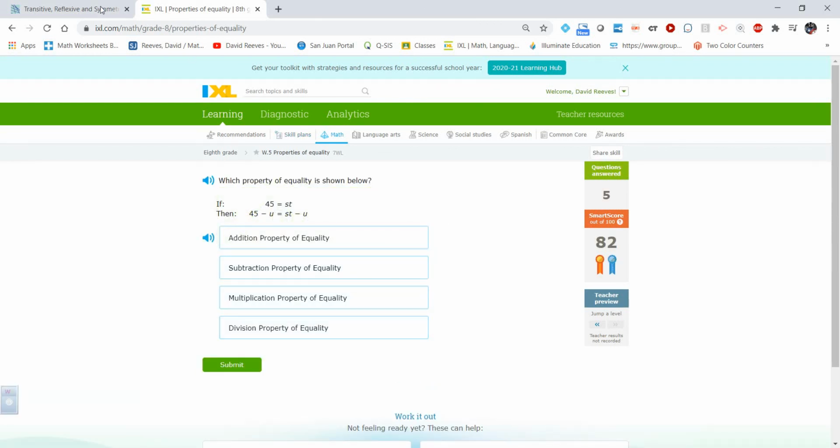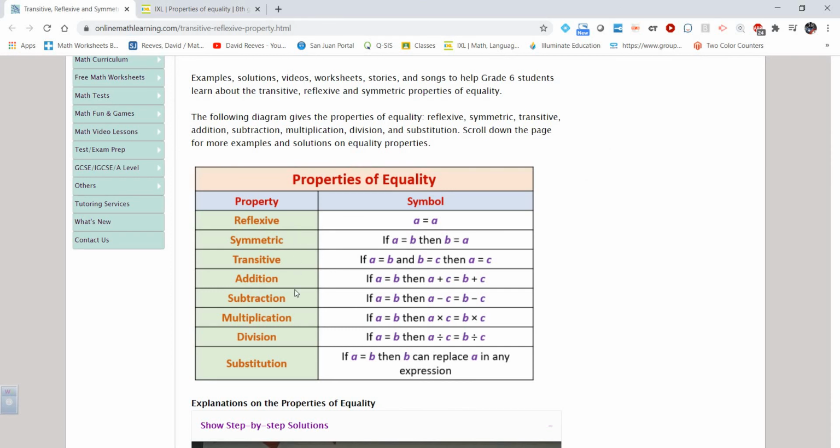All right, so again, these are different properties of equality. All of them are true. All of them are always true for any equation. We're focusing on these four for solving equations. These ones are also very useful to know, and you will have applications of these later on in math.